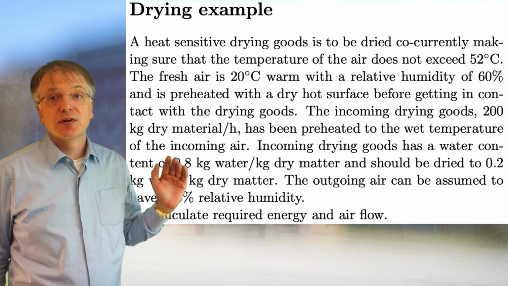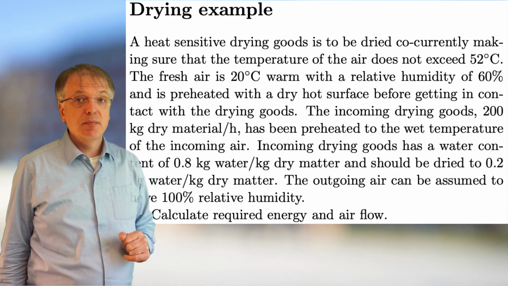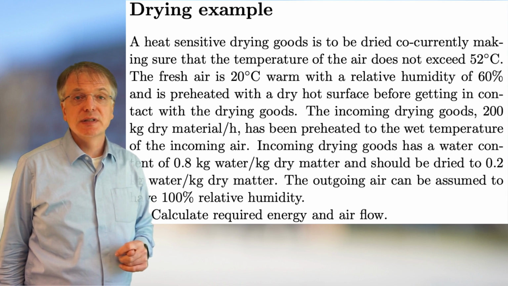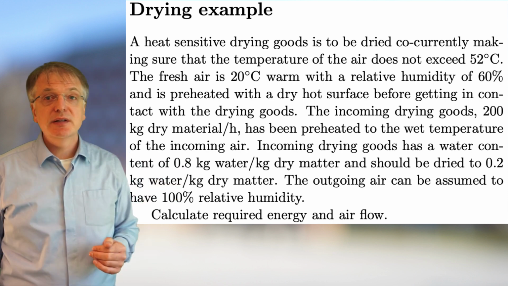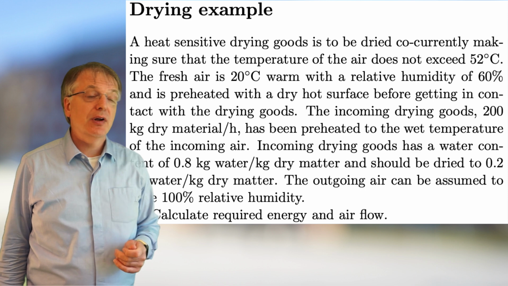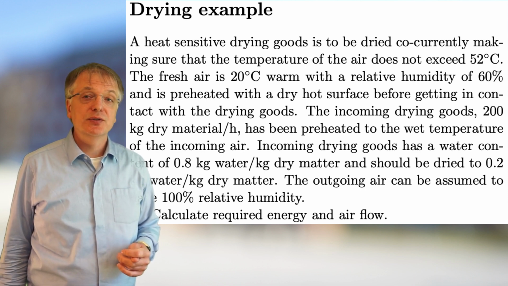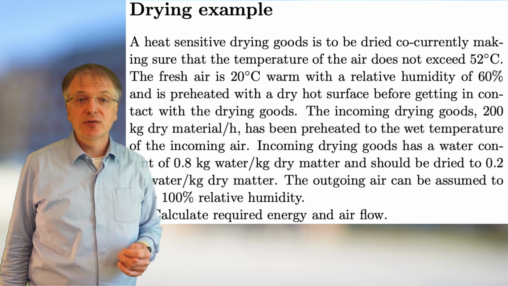Time to do an example with drying of surface wet goods. Heat-sensitive drying goods is to be dried concurrently, making sure that the temperature of the air does not exceed 52 degrees centigrade. The fresh air is 20 degrees centigrade, warm with a relative humidity of 60%, and is preheated with a dry hot surface before getting in contact with the drying goods.